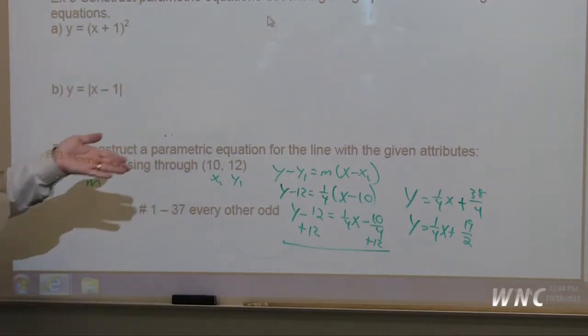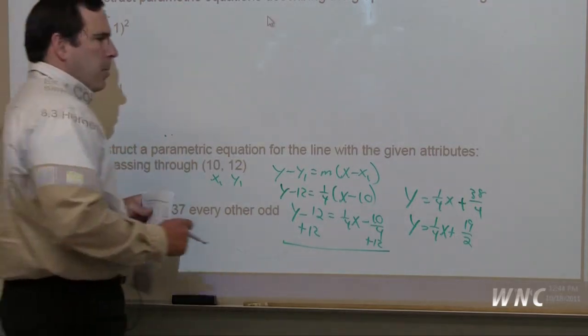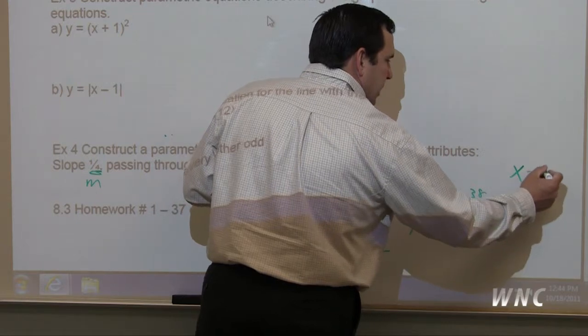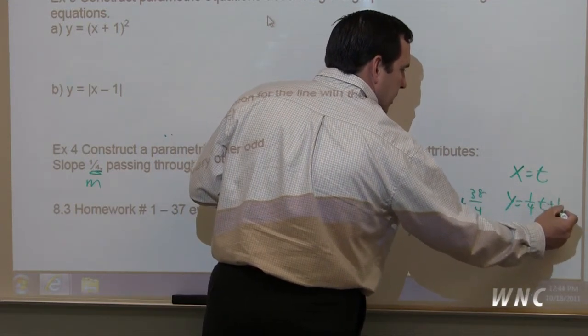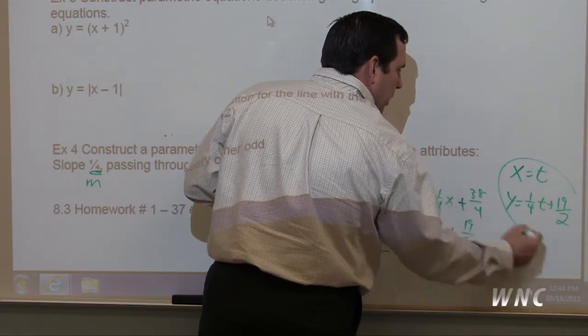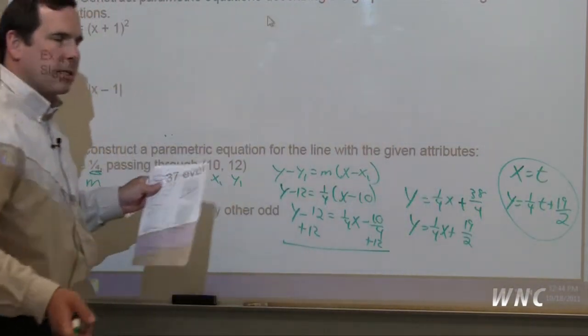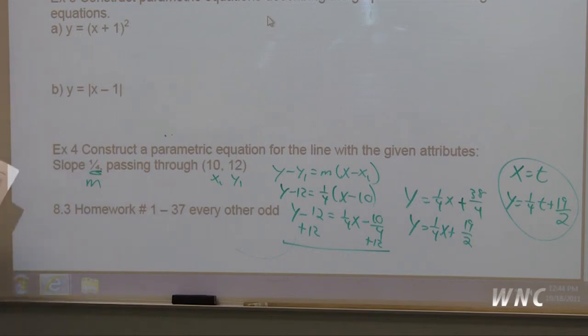Now that's a standard equation, that's not parametric. You can make it parametric by just saying x equals t, so y equals 1/4 t plus 19/2. This is not the only way to do it, that's probably the easiest way, to say x equals t there. We could have been more creative, but I think that works for our purposes.